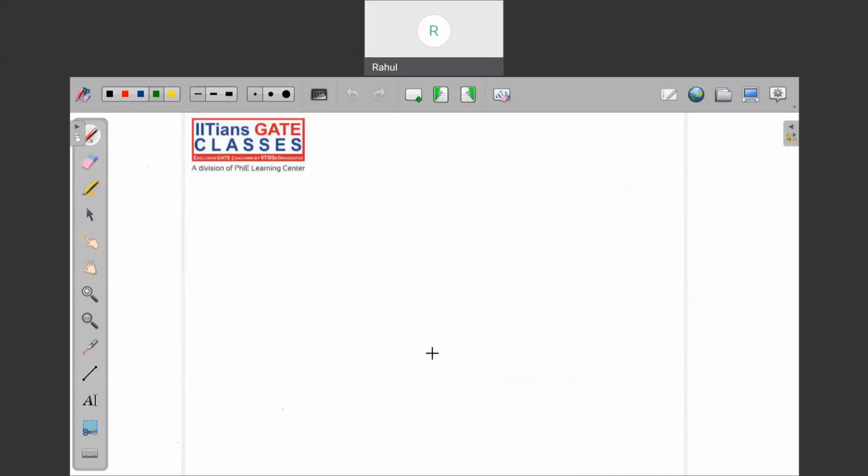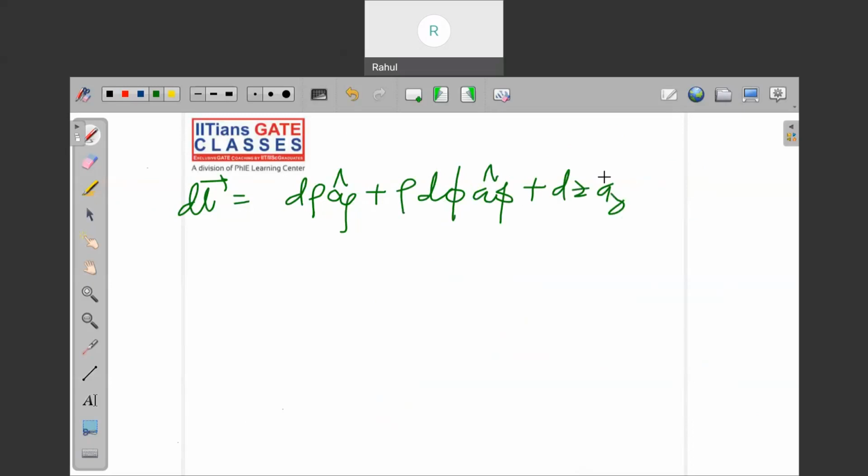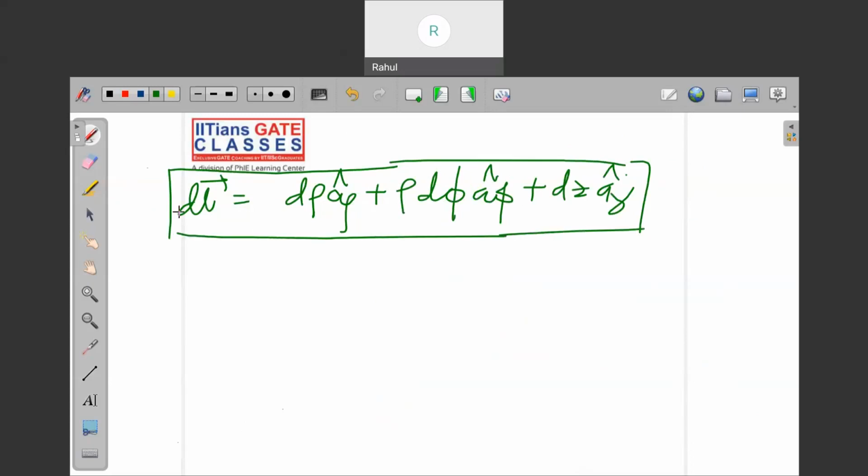Now we can write dl as d rho in the direction a rho cap, plus rho d phi in the direction a phi cap, plus dz in the direction az cap. So this is the differential length in the cylindrical coordinate system. How many lengths are there? This is d rho in the rho direction, a little change in rho. Rho d phi is the length again, this is the arc length, radius times the angle, and dz.